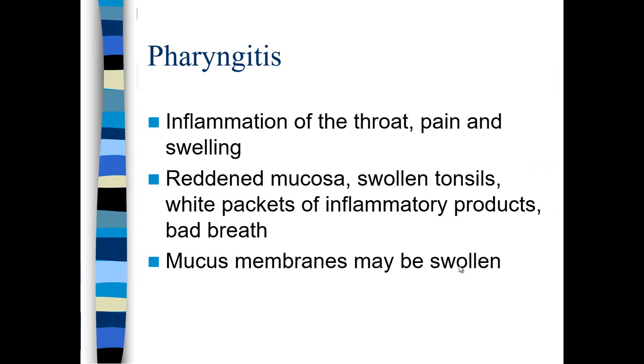Okay. Next, we have pharyngitis. Pharyngitis is just a sore throat, where your pharynx is inflamed. The mucosa, the mucous membranes are reddened, your tonsils are swollen, and you can actually see inflammation and little packets of inflamed products. Sometimes these are called encapsulated infections. Encapsulated infections cause really bad breath, and mucous membranes also may be swollen, but definitely you see a lot of reddening or erythema.